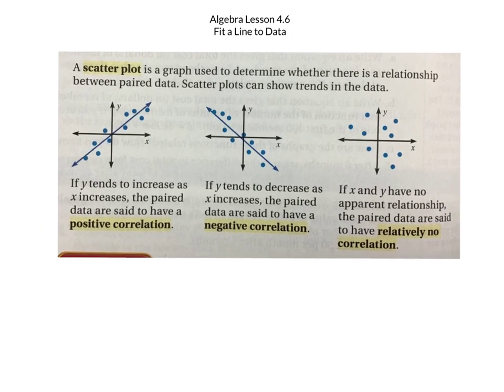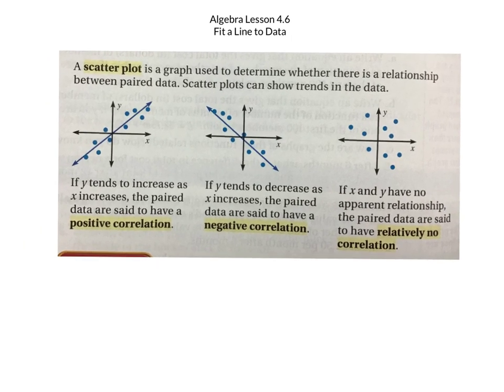All right, so let's look at this together. A scatter plot is a graph used to determine whether there's a relationship between paired data, and you can find the trend in the data. If you look at this one, all of the points are relatively close to that line going in a positive slope. These points are located relative to a slope that's going negative. This is the one that's the hardest to determine, because when they're that spread out, it's no correlation, because you can't really see a line that goes positive or negative.